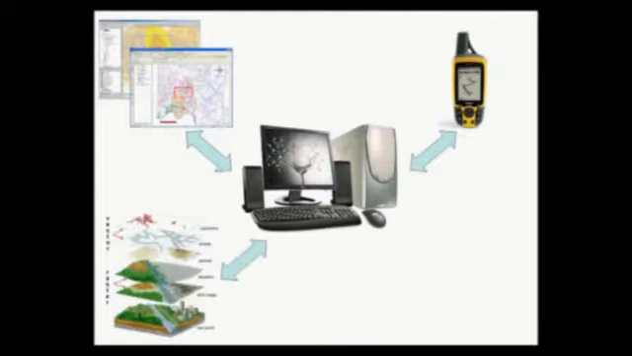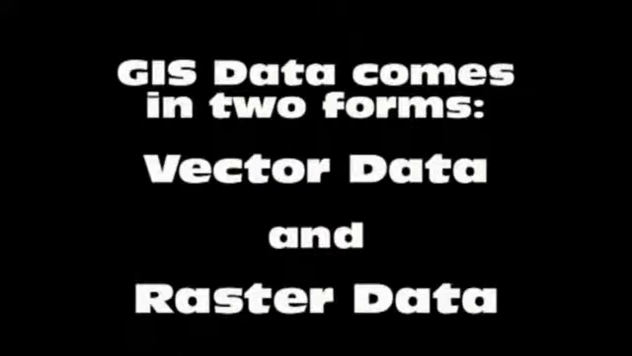Lastly, and perhaps most importantly, you need data. Data is the core component of any GIS. Data comes in two formats, vector and raster.